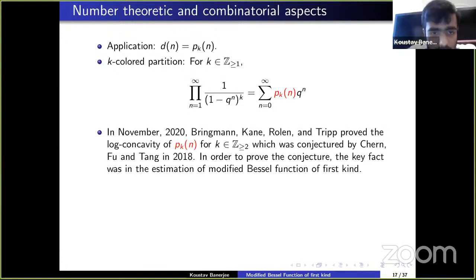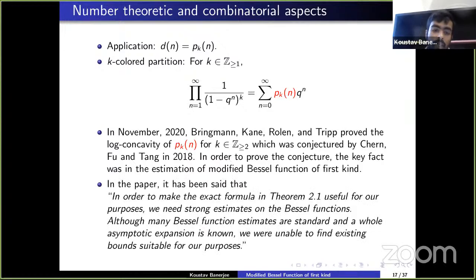Last year, in November 2020, Professor Catherine Brinkmann, Ben Kane, Larry Rolen, and Jack Tripp proved the log-concavity of this function p_k(n) for integer k greater than or equal to 2, which was conjectured by Chan, Fu, and Tang two years earlier. And if I take k to be alpha, a continuous parameter, then the log-concavity of p_alpha(n) was conjectured by Bernard, Heim, and Neuhauser. But in order to prove this conjecture, the key fact was the estimation of the modified Bessel function of the first kind of order greater than or equal to 2.